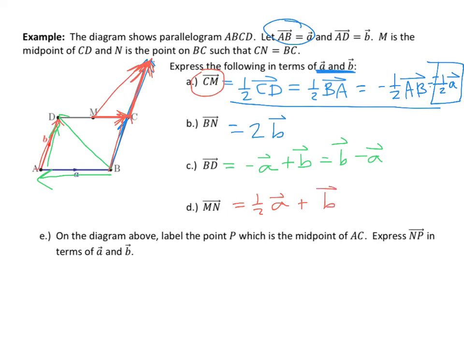Okay? And then the very, very last question in here, I know this has been a long video, this has been a long introduction, but we're almost there. On the diagram above, let's label the point P, which is the midpoint of AC. So there is P right there. So this is P. Okay. Express NP. So if I wanted to get from N to P.